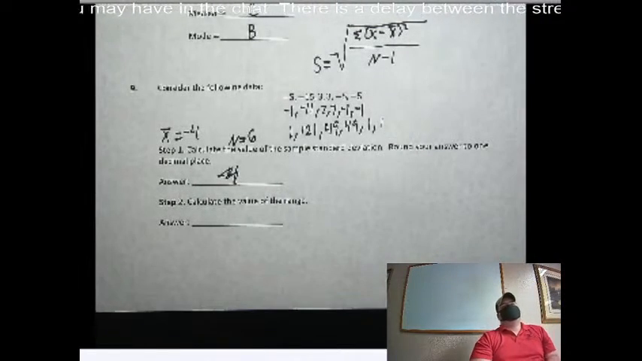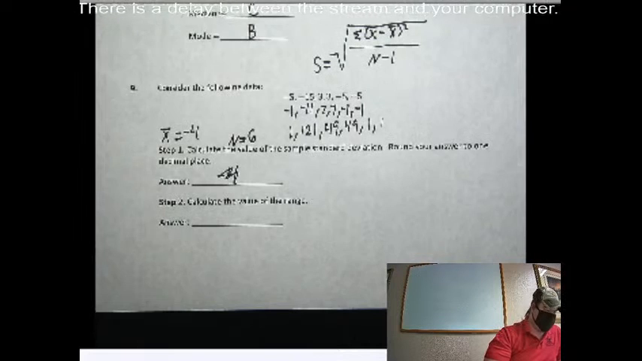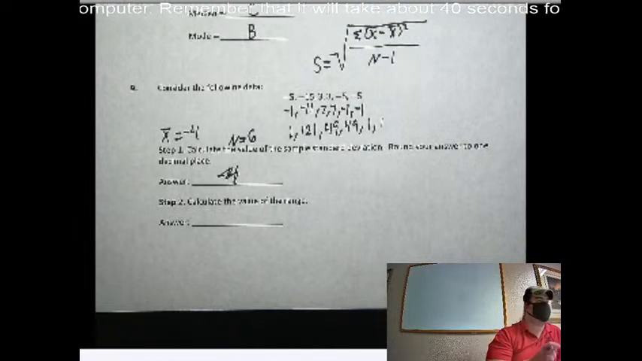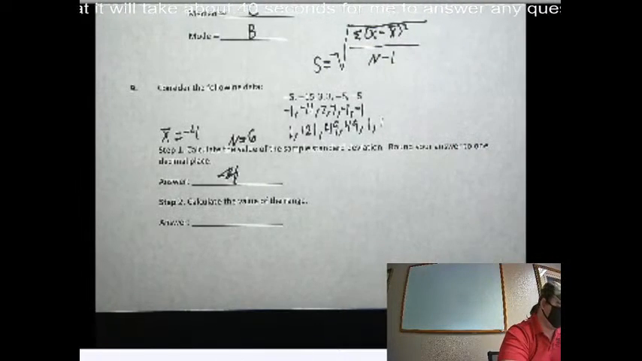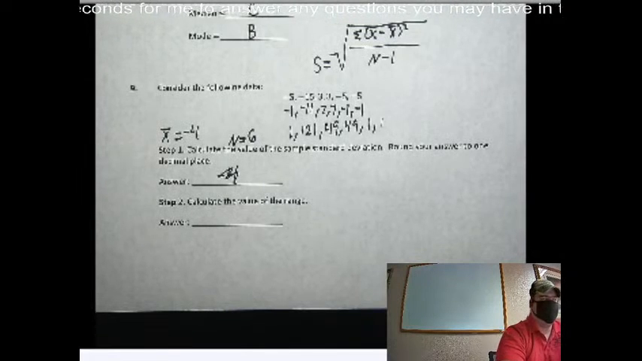All right. So we've got them squared. Now we need to add them. So 1 plus 121 plus 49 plus 49 plus 1 plus 1 should give us, yeah, 222. And then we divide by n minus 1. So divide that by 5, we get 44.4.